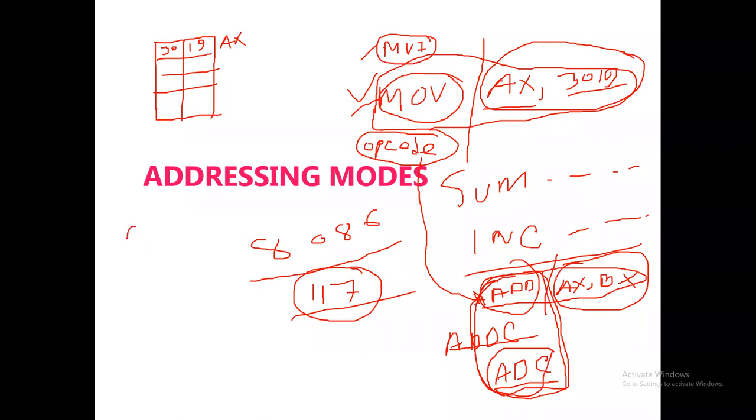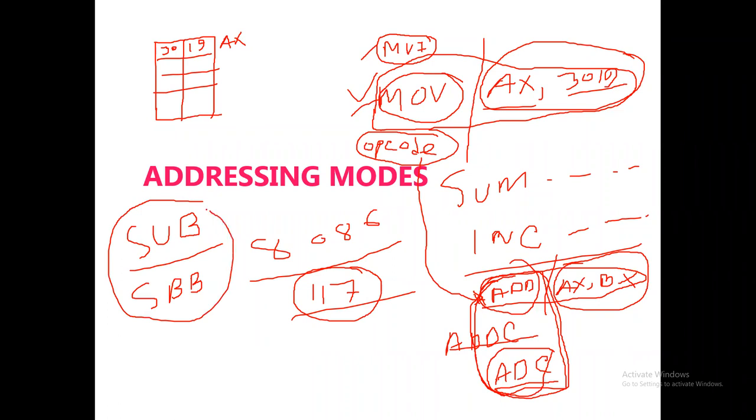And suppose SUB means subtraction, and SBB means subtraction with borrow. Okay. So the instruction is the same, but the opcode is different. So in total, our 8086 has 117 instructions, but the opcodes number 300. Opcode is 300. Clear? Yes, sir.